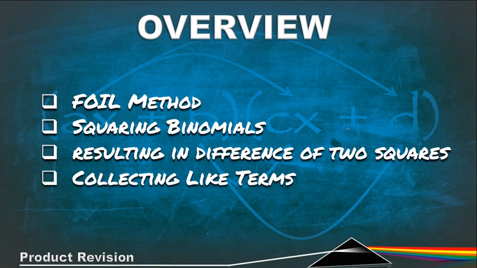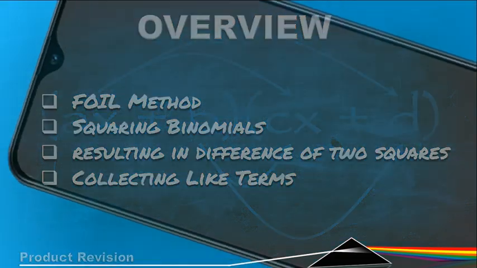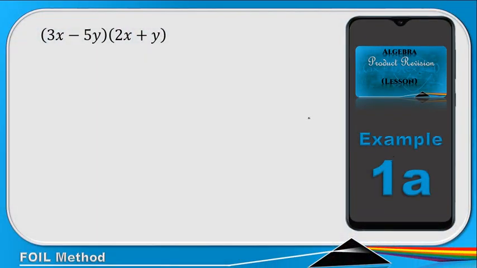And then finally, just more complex sum where you collect the like terms. You'll see what that looks like when we get there. Okay, so for example 1a, we just have a very basic FOIL method. And remember, FOIL stands for, if I write it out, first, outer, inner, and last. Now, you can do it and think about it this way, as we've got we multiply the first terms, the outer terms, inner terms, and last terms.